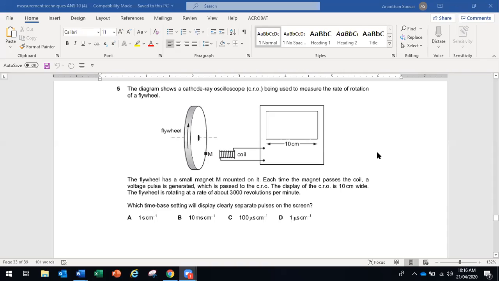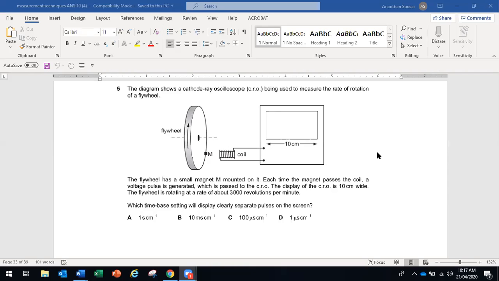Okay. So this question, you need to use a little logic. So 1 minute for those who haven't tried. Read the question. Try to have some idea. The diagram shows a cathode ray oscilloscope. So the flywheel is rotating. Each time the magnet passes the coil, a voltage pulse is generated, which is passed to the CRO. The display of CRO is 10 centimeter wide. So we've got 10 centimeter range of scale.